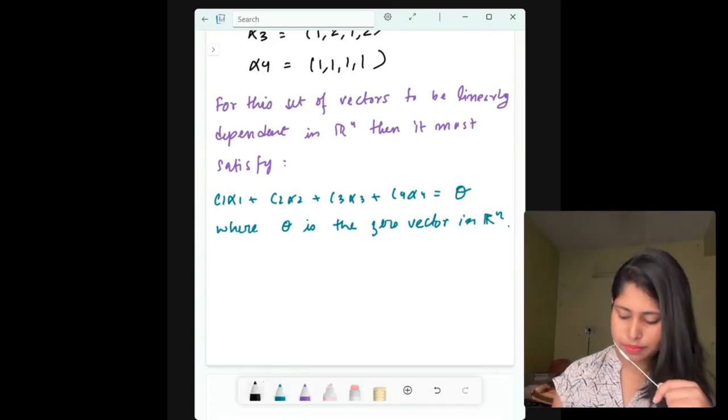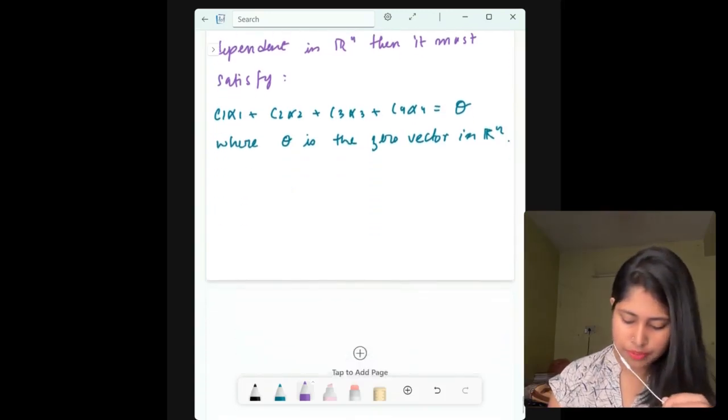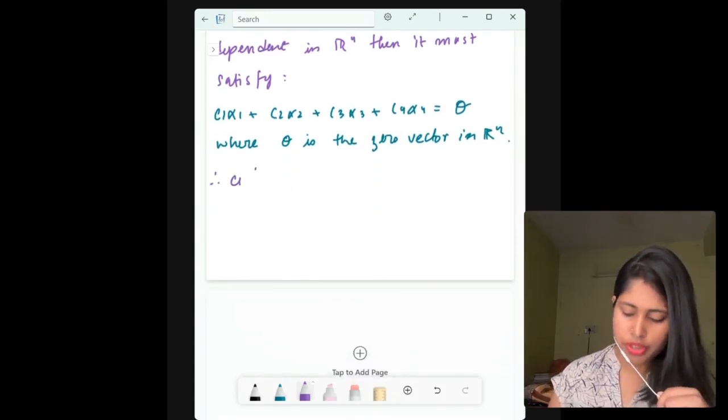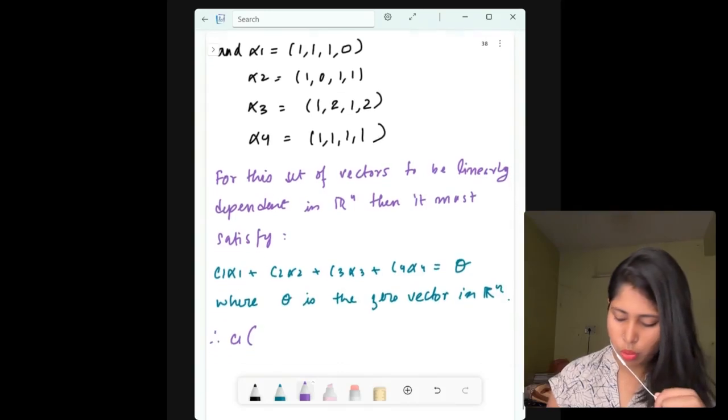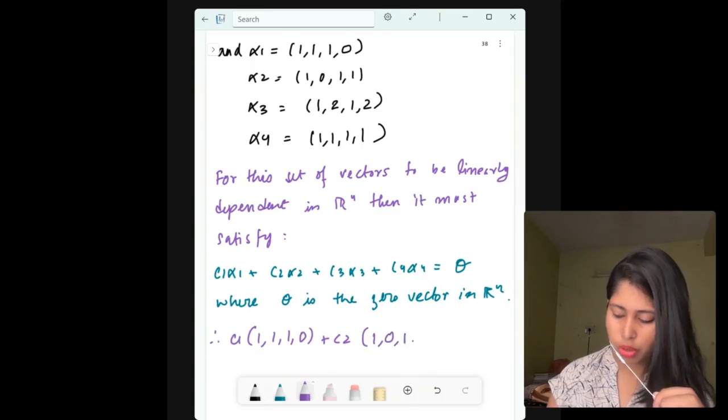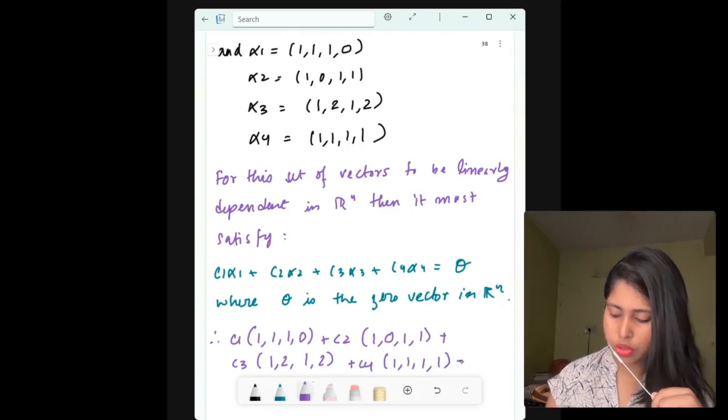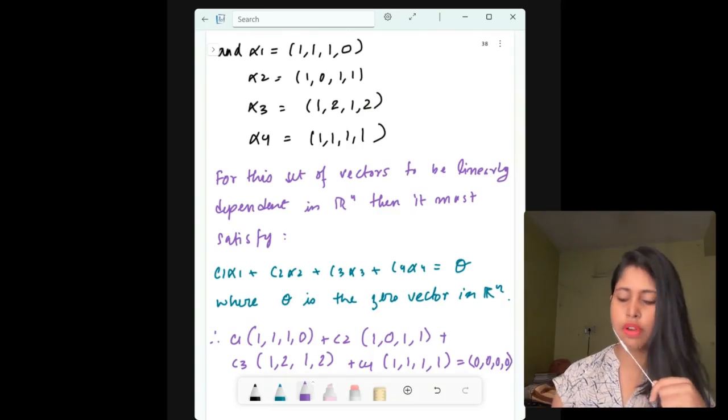So do that. Then what do you get? Therefore, C1, what is alpha 1? 1 comma 1 comma 1 comma 0 plus C2 1 comma 0 comma 1 comma 1 plus C3 1 comma 2 comma 1 comma 2 plus C4 1 comma 1 comma 1 comma 1 will be equal to 0, 0, 0 and 0, right? This is the 0 vector of R4.